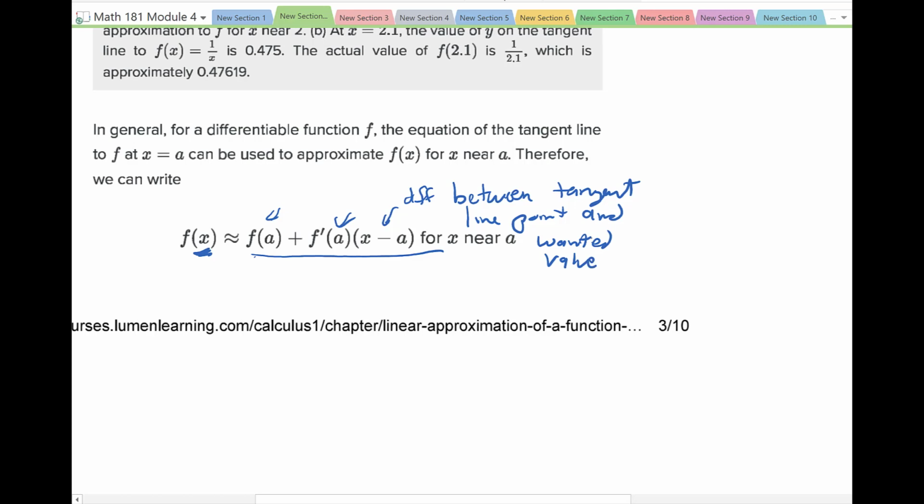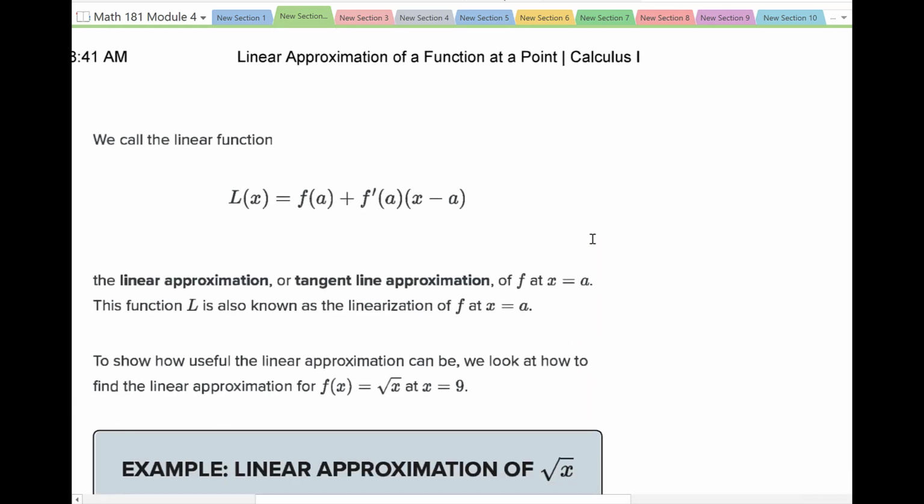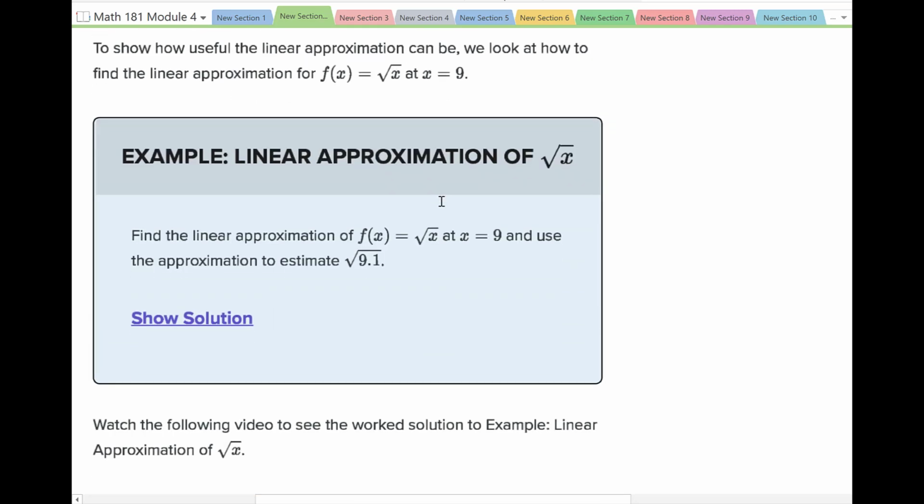Okay, so let's come on down here. Our general formula is L of x, the linear approximation of x, is f of a, that's like our y1, plus f prime of a, that's our m, times x minus a, where a is like the x1 value. Okay, so we have that. Now let's see how we can use it. So we have a problem like this. f of x equals the square root of x. Find that at x equals 9, and use the approximation to estimate the square root of 9.1.